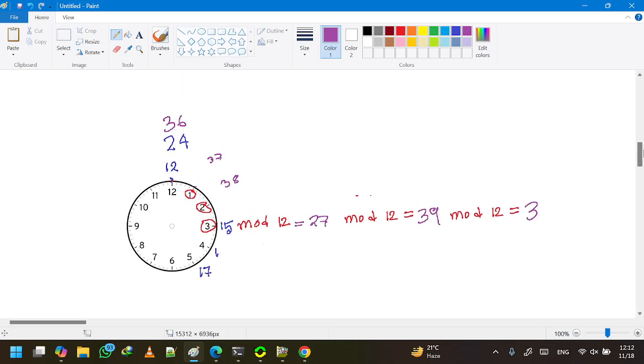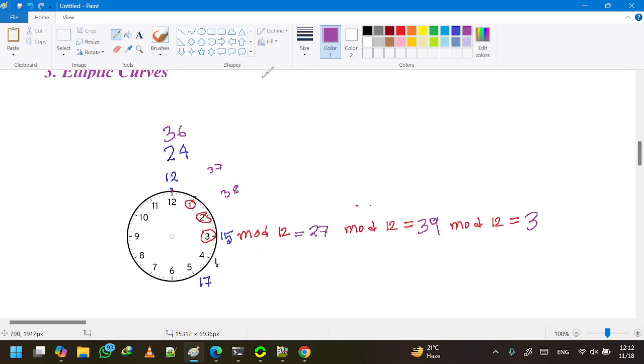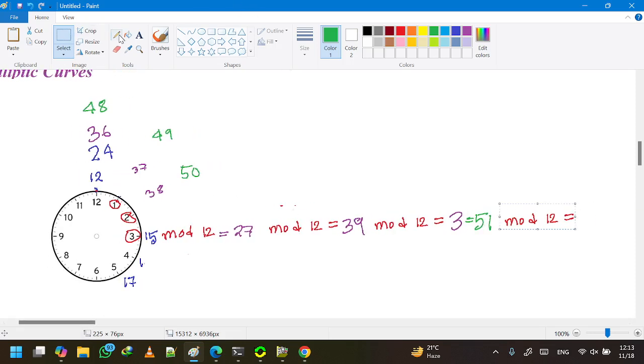Then we can extend even further. The next one will be, sorry, 48. Then 49, 50, then 51. So eventually we will have 51. Then mod 12 will give us once again 3.